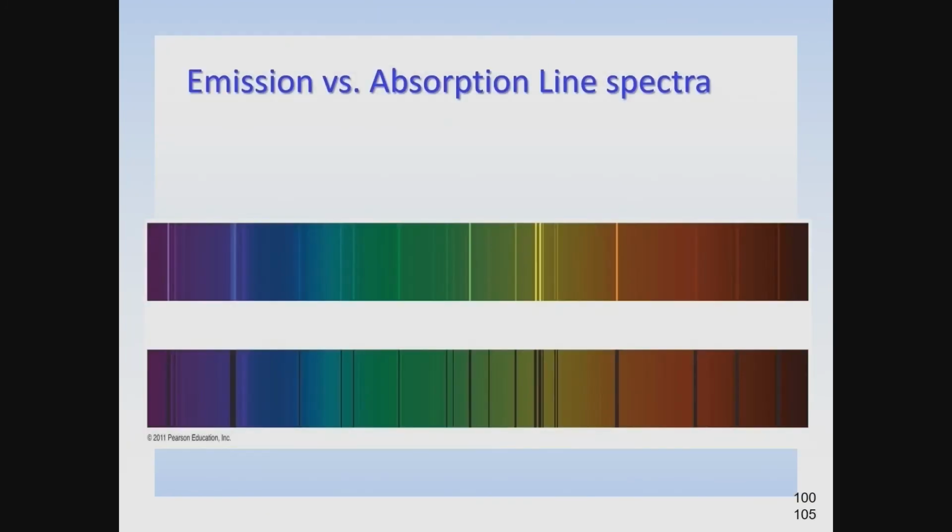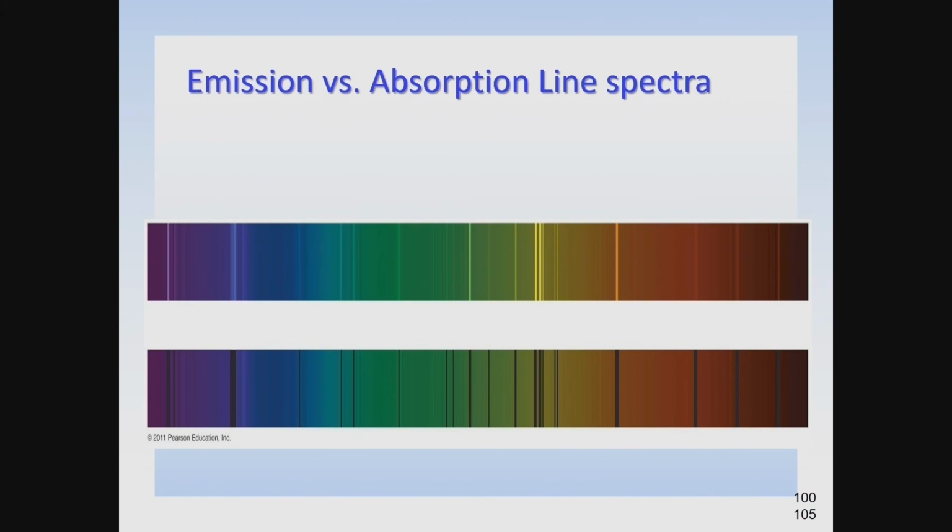Now there's one more thing I want to mention, is you need to know the difference between two different kinds of line spectra. One is called an absorption spectra and one is called an emission spectra. And so I have some pictures here of two different kinds of spectra. And so in each of these pictures, there's actually a mixture of a continuous spectra and a line spectra. But you can see that the top picture looks a little bit different than the bottom picture.